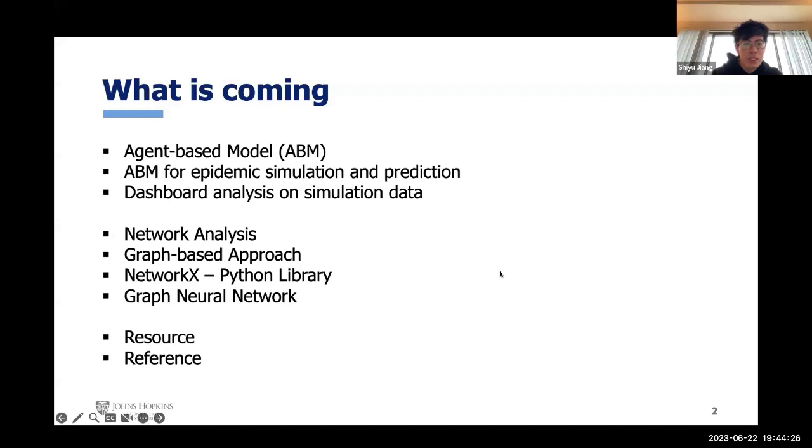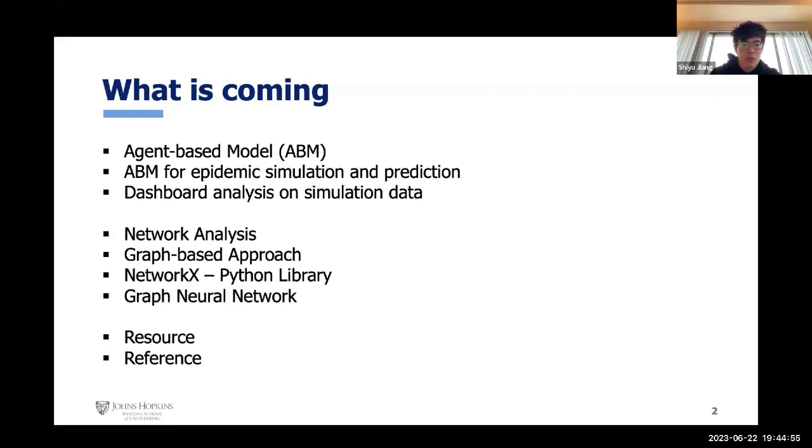Using the ABM to do the simulation and prediction on the epidemic. And then we are also building a dashboard to do some interactive analysis on the simulation data. And the second part is about how we are going to reorganize the simulation result into graph-based data and do some analysis.